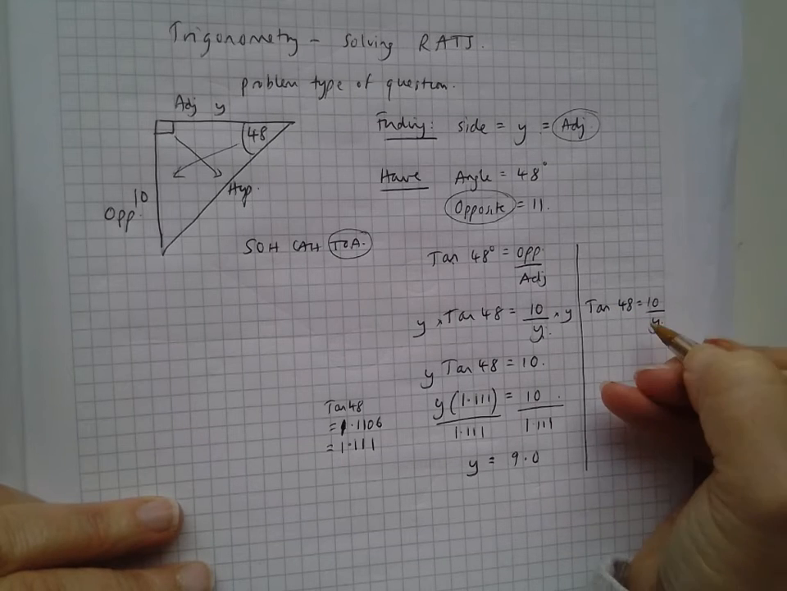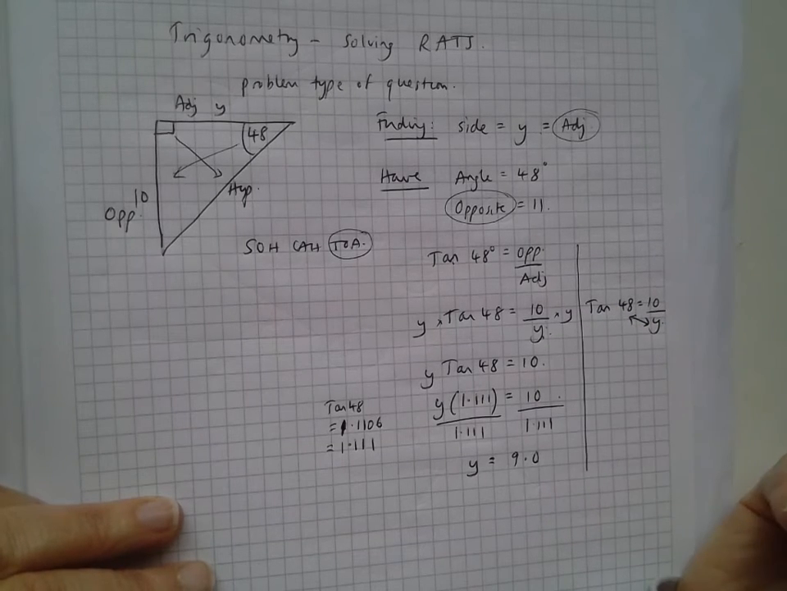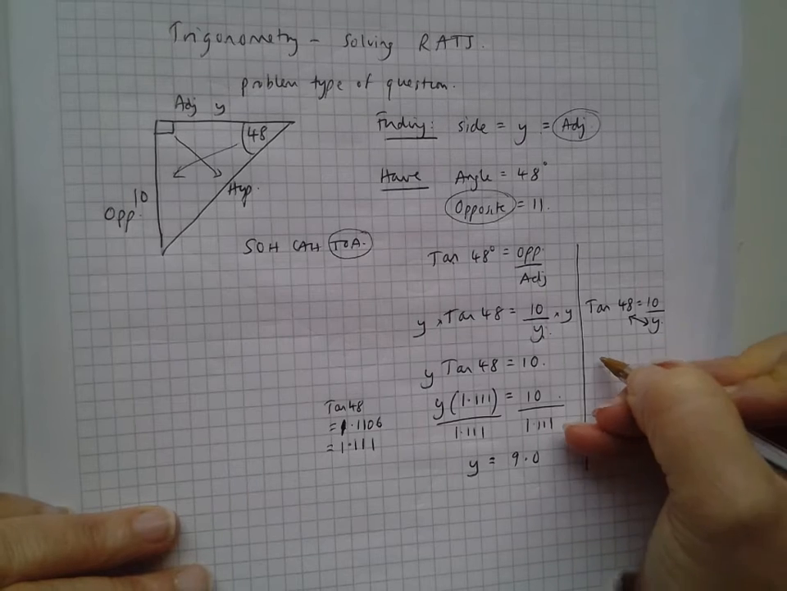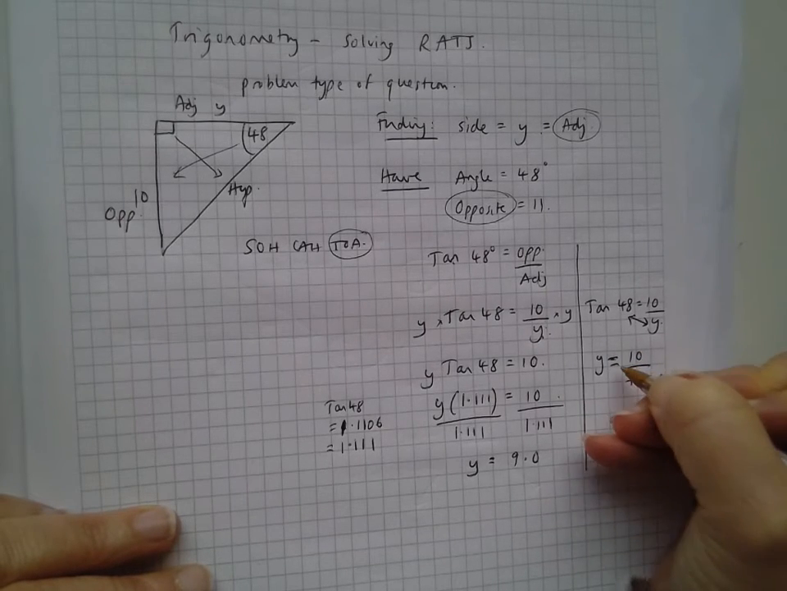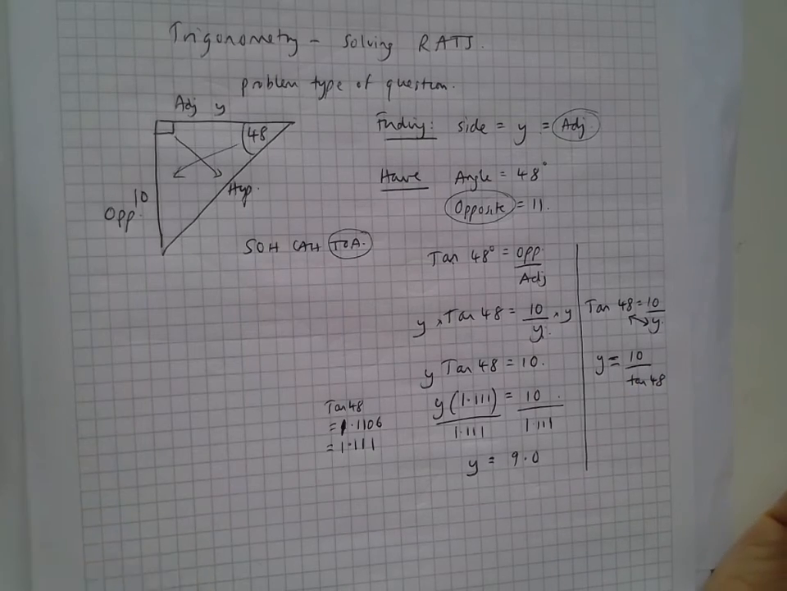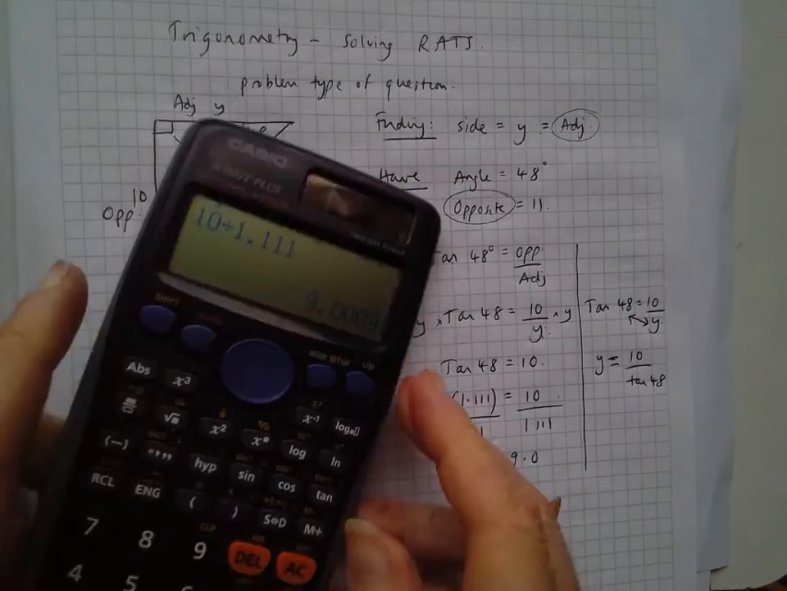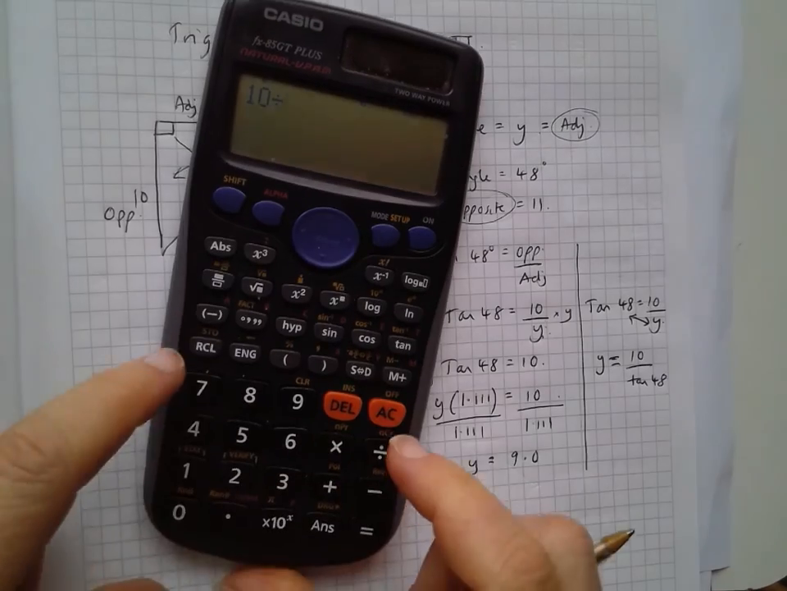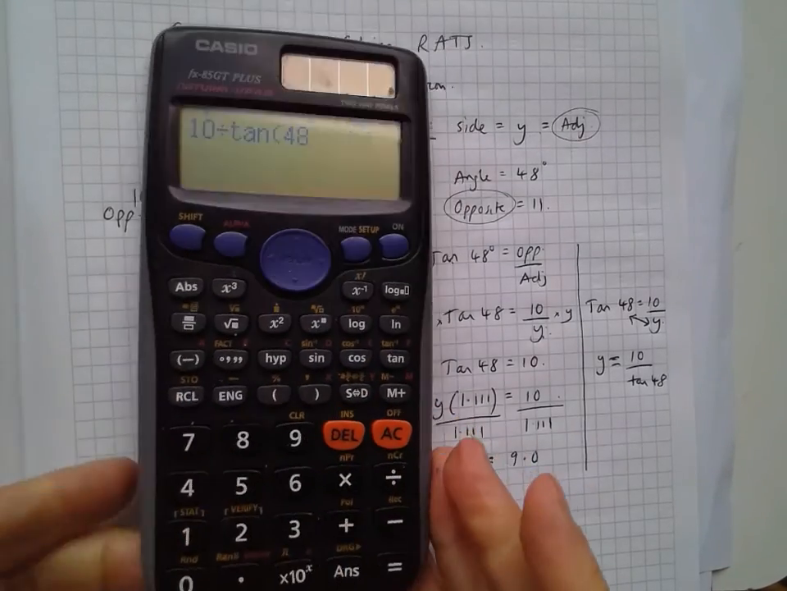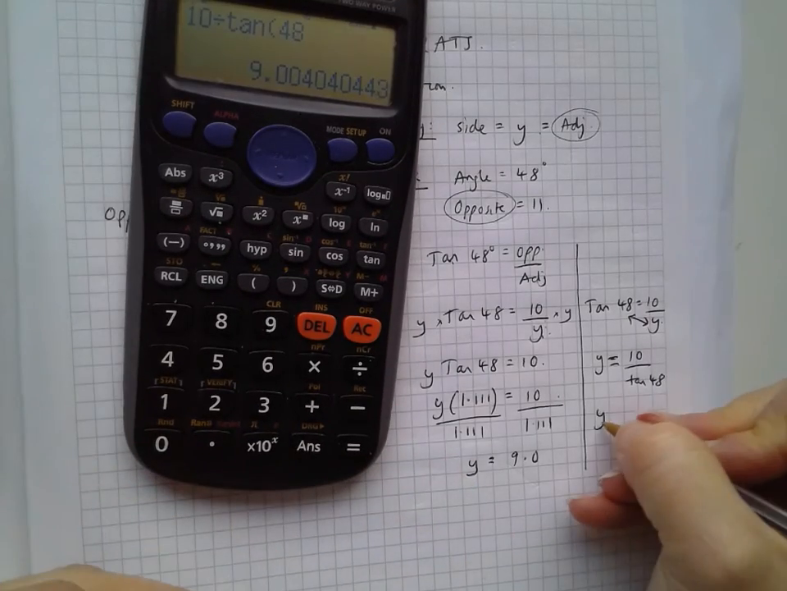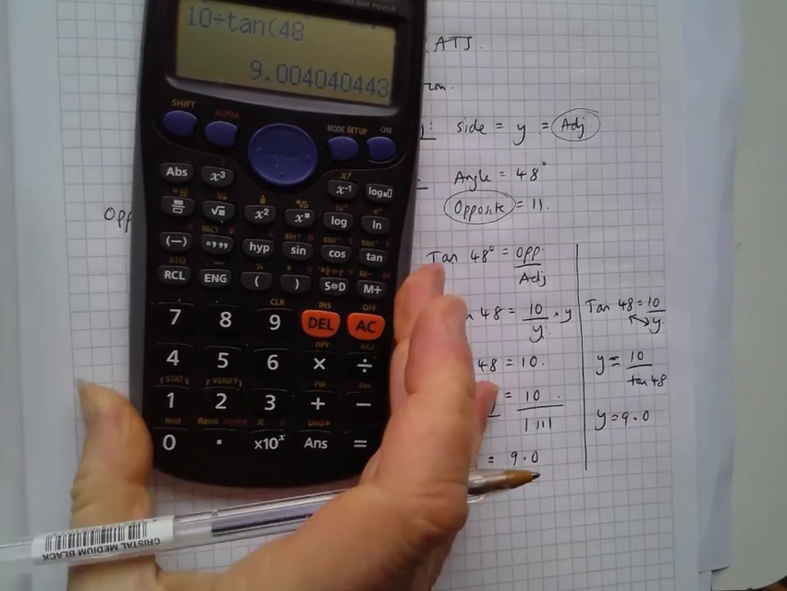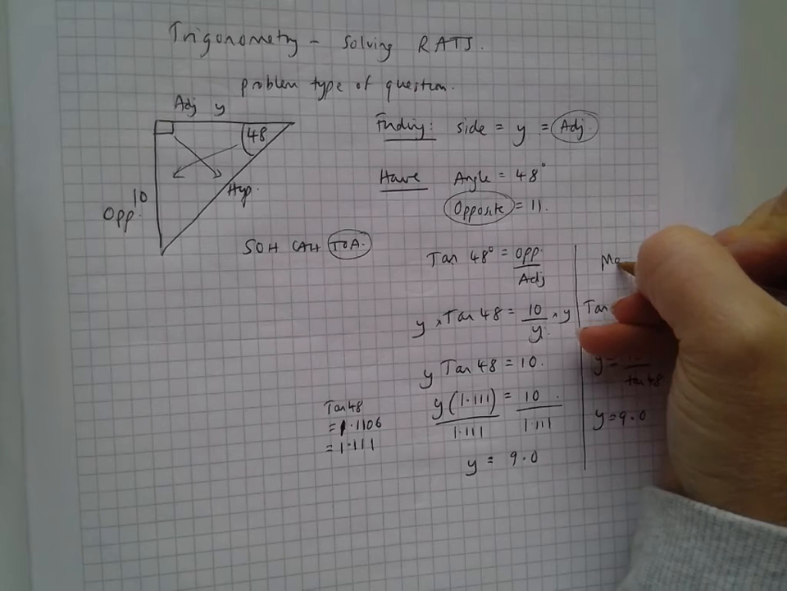So I'm actually just going to swap these two. So magic maths says I can swap them. And what I end up with is y is equal to 10 divided by tan 48. I've swapped those two over. 10 divided by tan 48 equals 9.0. y is equal to 9.0. So that's the magic maths way.